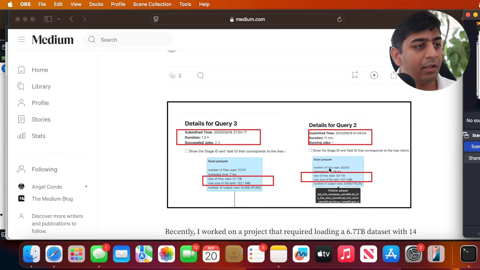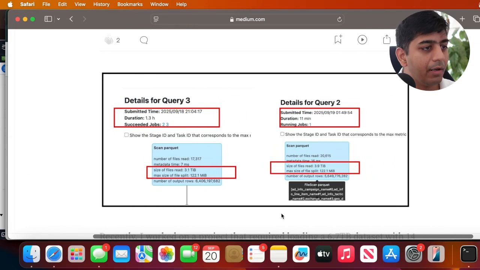In this particular video I would love to share some insights on loading 6.7 terabytes of data, 14 billion rows, into Amazon S3 table buckets using insert overwrite, of course with Spark. I have written a wonderful Medium blog, so you can of course go and read more about that. Let's break this down.